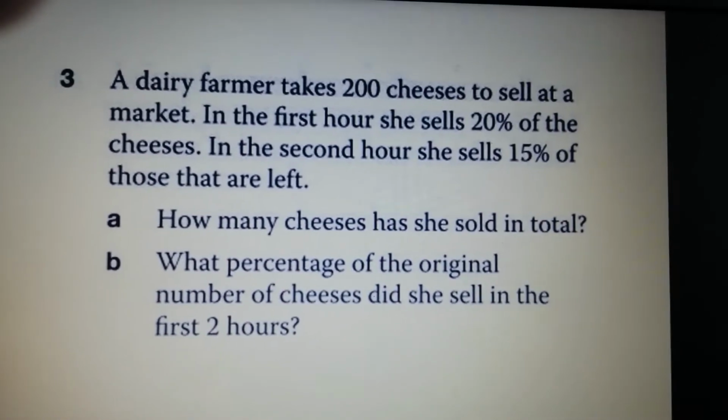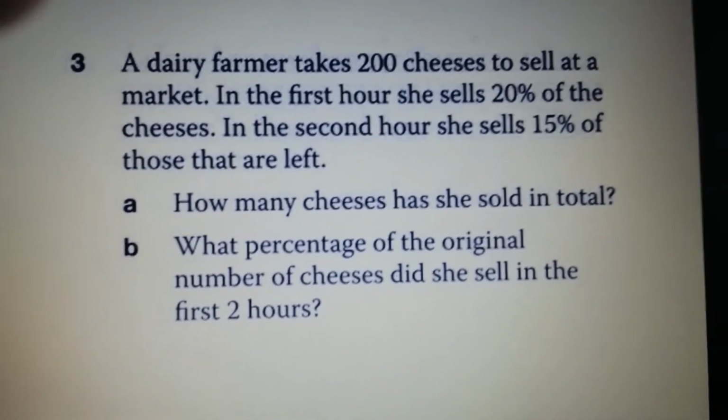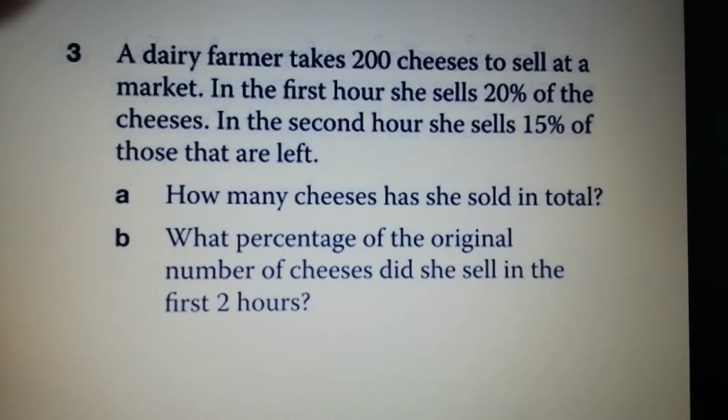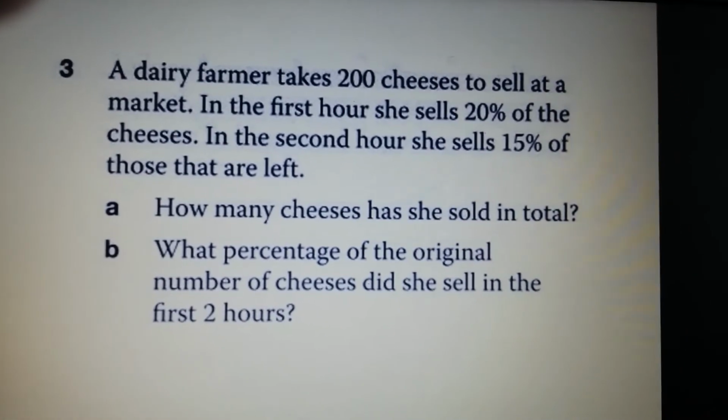Now going to move on to question 3. Hopefully you're looking at this in the book, and again I'll show you the working out on paper. By the end of this I could be mathematics' answer to Joe Wicks, who knows, but we'll see how the camera work goes. A dairy farmer has 200 cheeses to sell.